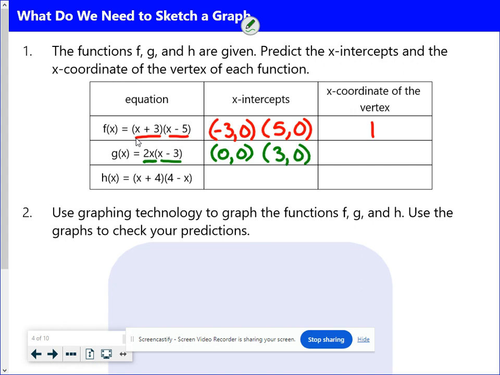And again, I want to know what the x-coordinate of the vertex would be. What's halfway in between 0 and 3? Well, 0 plus 3 is 3. Divide by 2. That's 1.5.